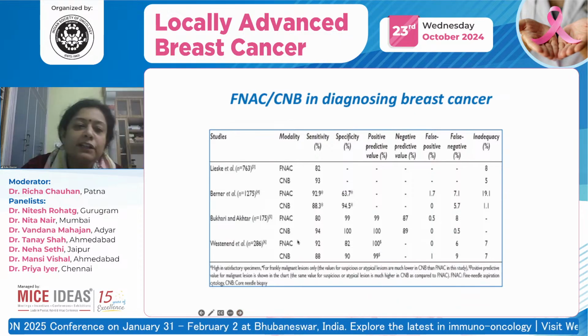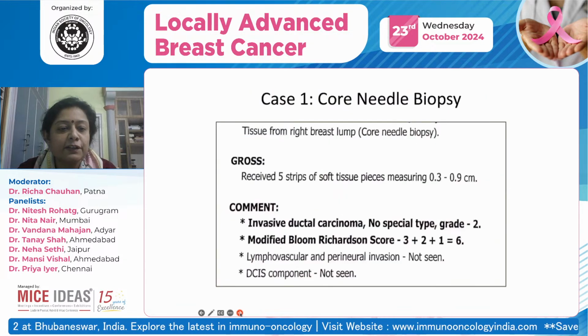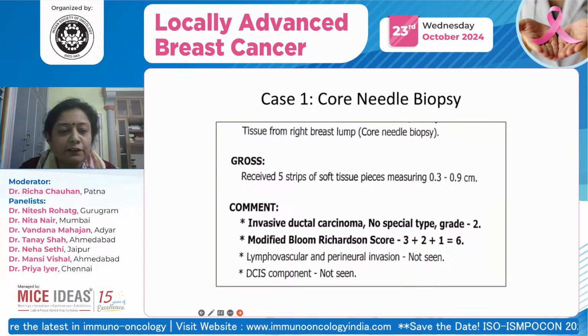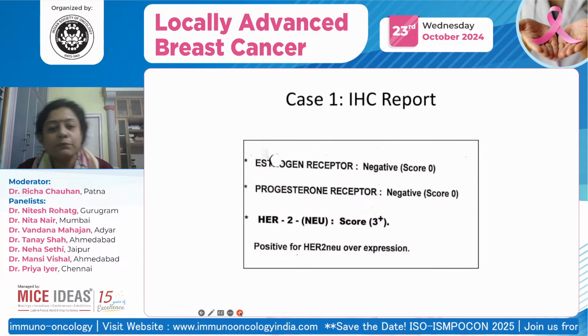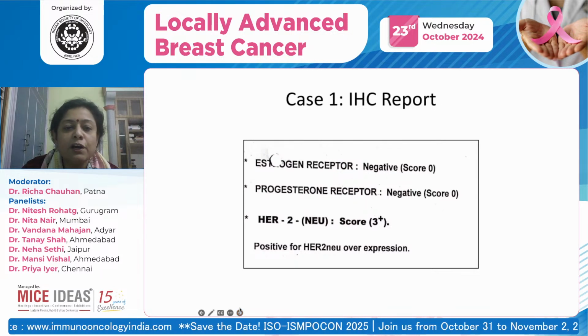So multiple studies and meta-analyses have proven that core needle biopsy should be done to diagnose breast cancer. So for this patient, we did a core needle biopsy. It was an invasive ductal carcinoma. And then an IHC was done. So ER was negative, score 0, PR negative, score 0. HER2 was positive, score 3+.